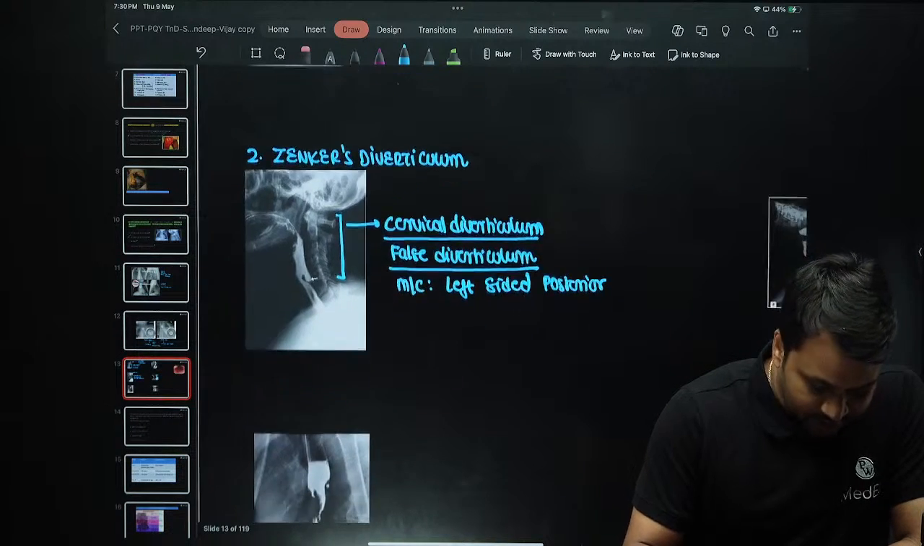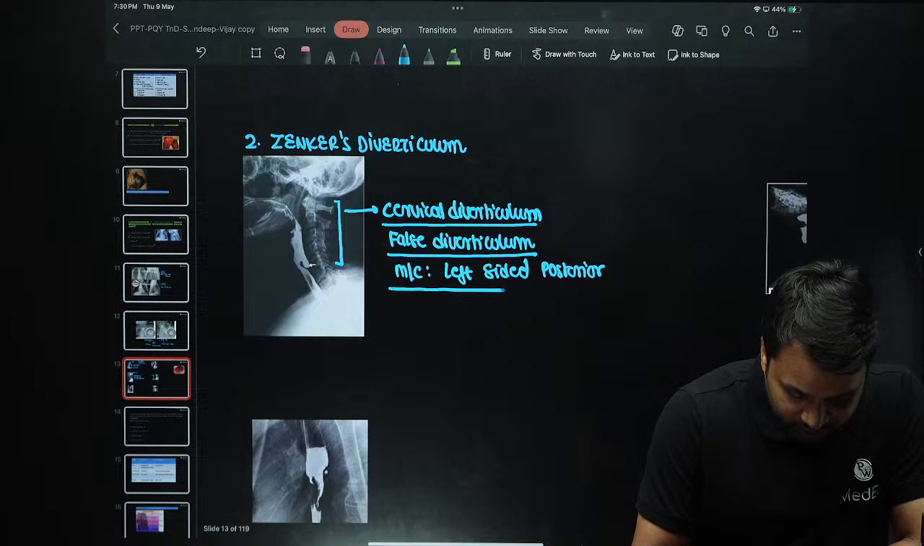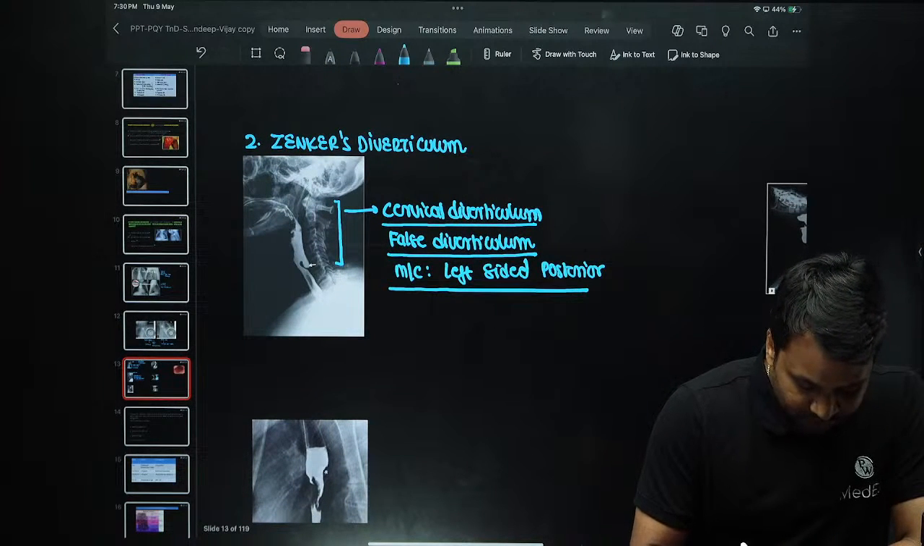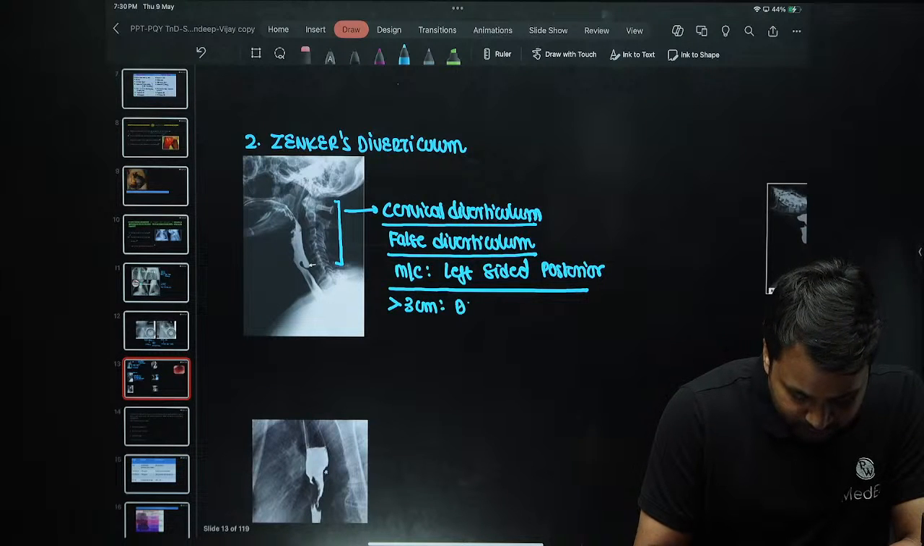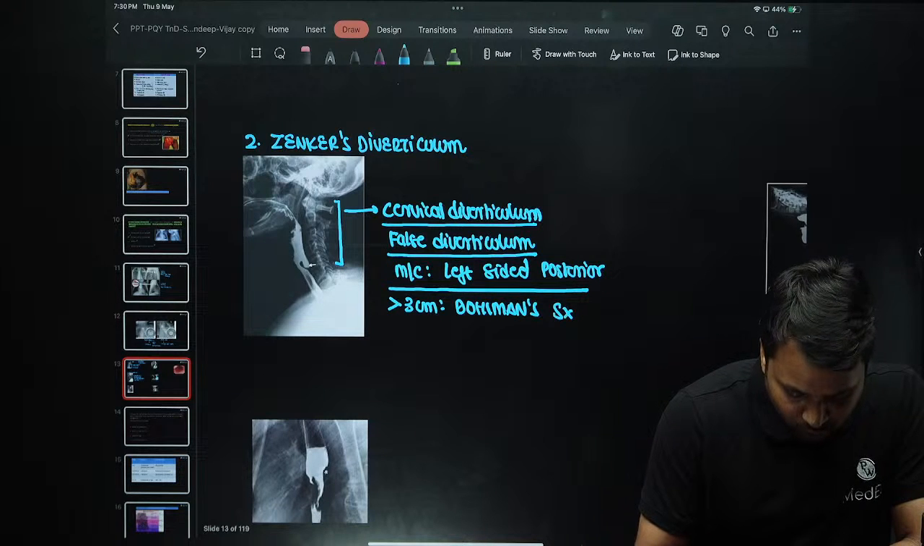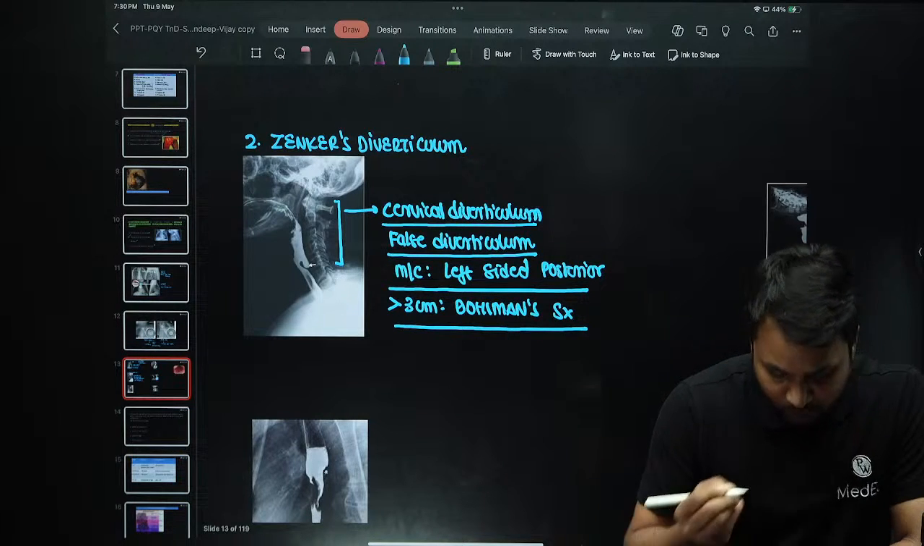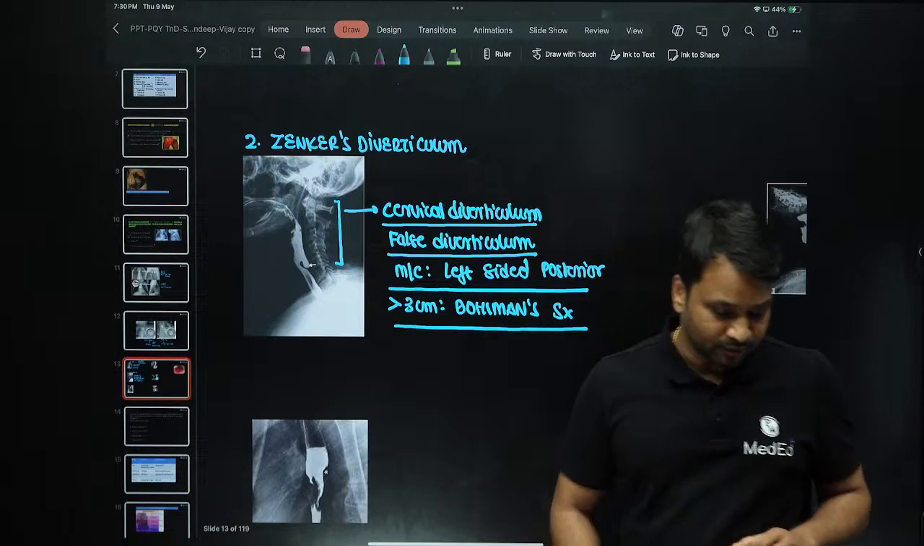This is a left-sided posterior diverticulum. And remember, if the size is greater than 3 centimeters, then you have to perform the Dolman's surgery, right? So I've given you all the important points that you need to know in the context of Zenker's diverticulum.